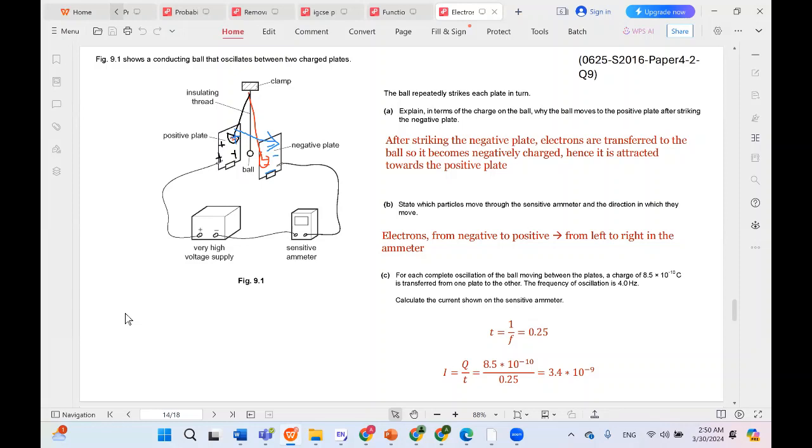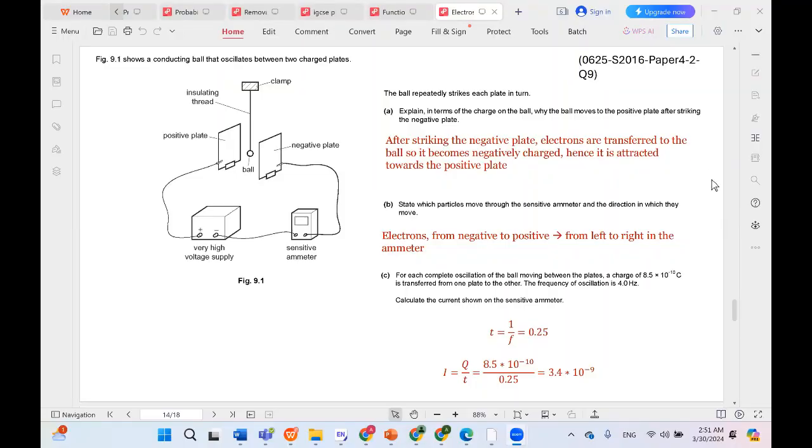So we want to explain why it moves to the positive plate, and the reason is that it acquires electrons after hitting the negative plate. It acquires electrons, so it becomes negatively charged. Hence, it is attracted to the positive plate.